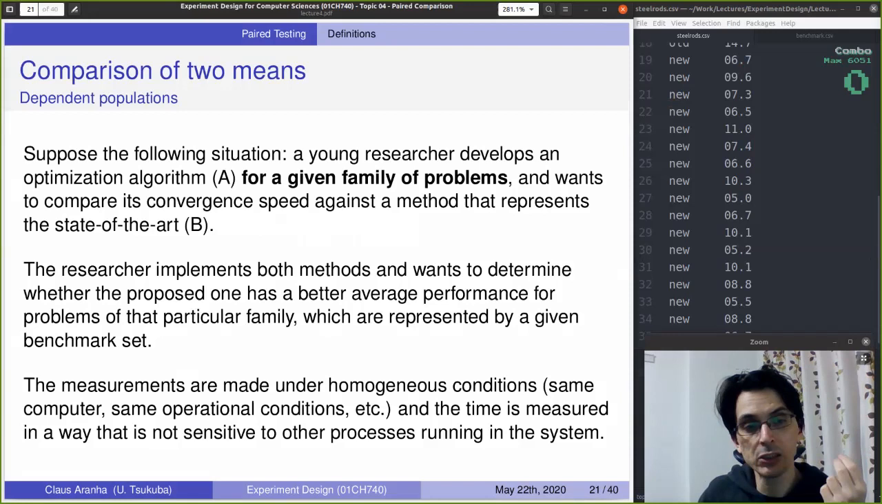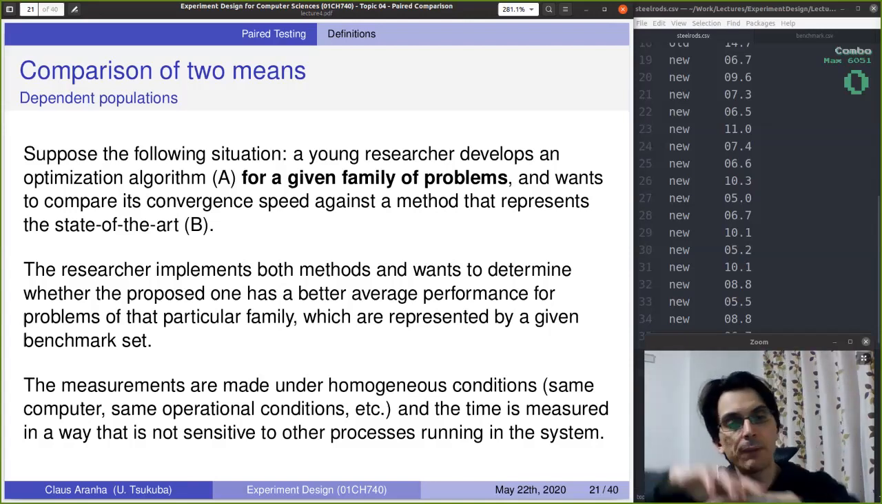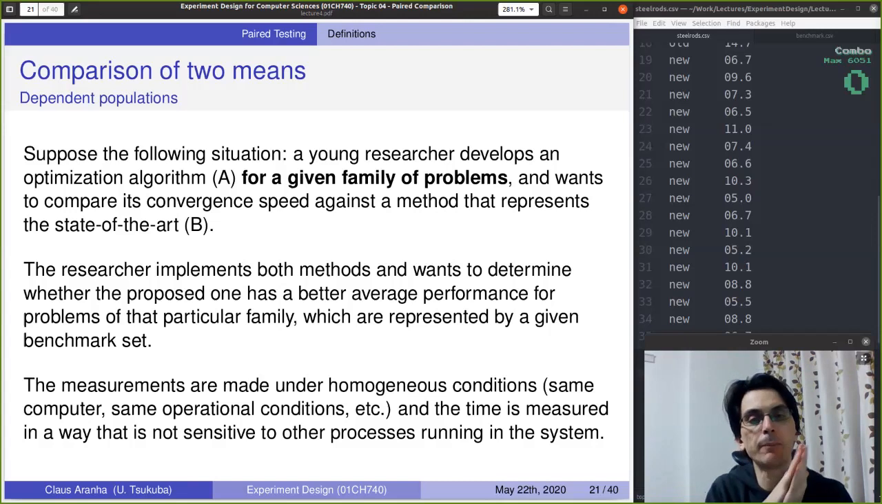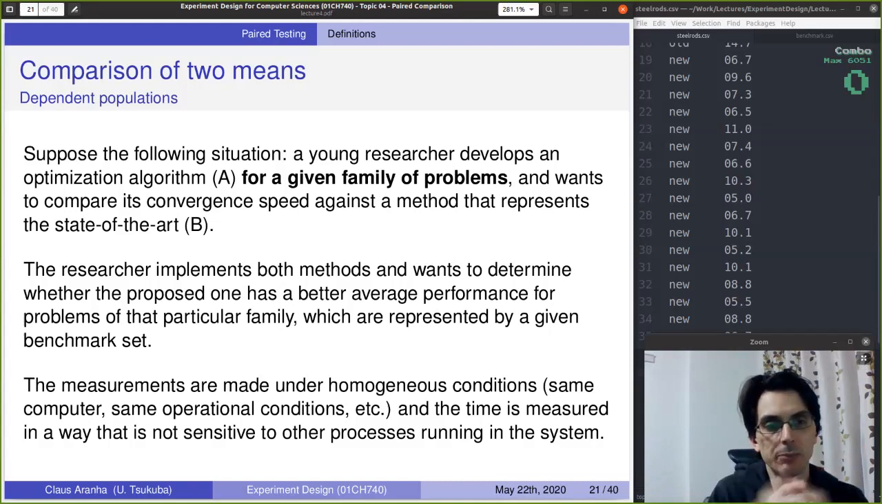And this researcher, she's only interested in developing an algorithm that is best for one family. So she develops a new algorithm, A, that is very good for a family of problems, okay? And she wants to compare her algorithm A against a standard algorithm B that is the state of the art. So her proposal is that A is better than B for this family of problems. For other problems, she doesn't know, but for this specific family of problems, A is better than B, okay? So she's interested in testing the average performance.